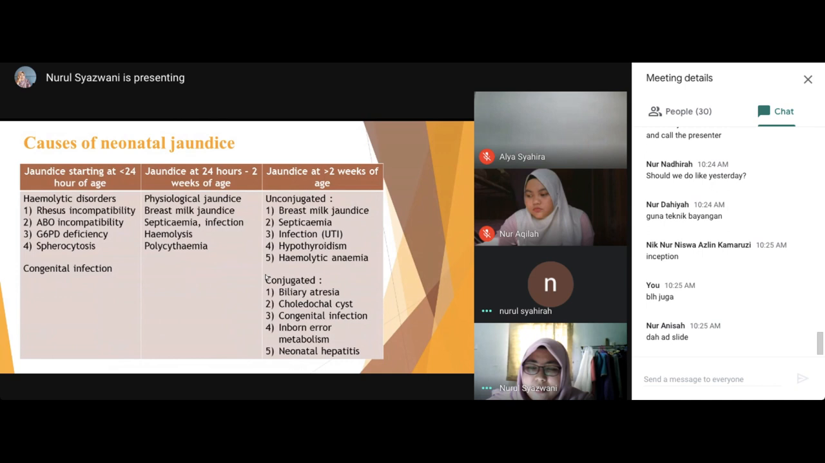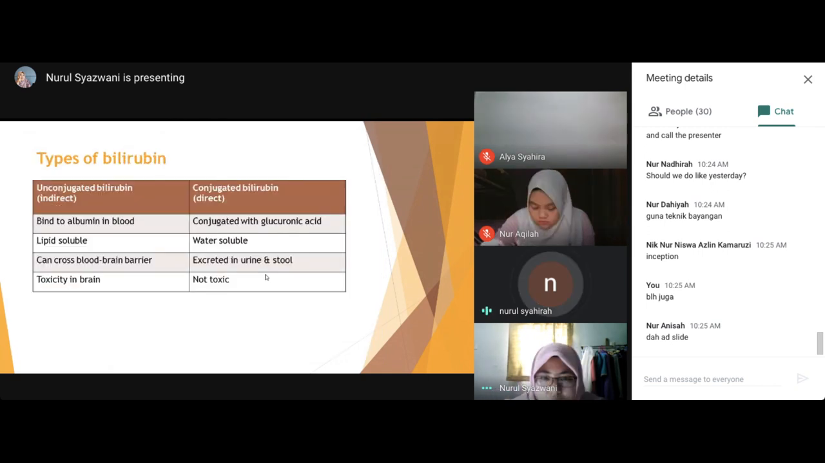Okay, so this is the types of bilirubin. We have two types: unconjugated bilirubin and conjugated bilirubin. The unconjugated can bind to albumin, and the conjugated is conjugated with glucuronic acid in the liver. The unconjugated is lipid soluble. The conjugated is water soluble.